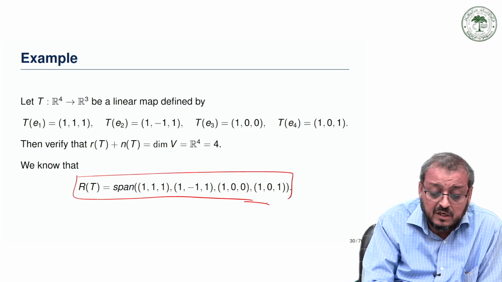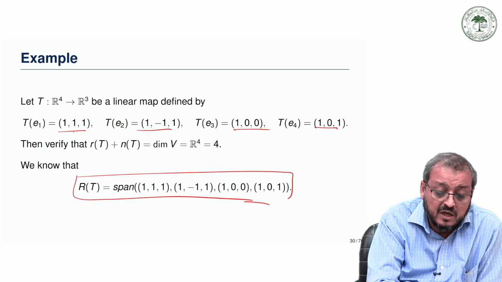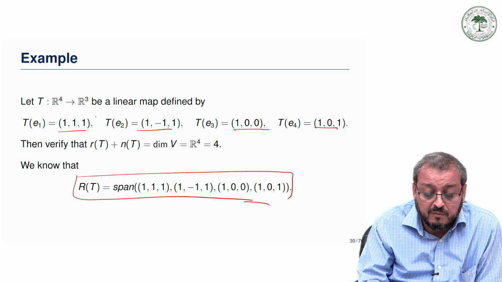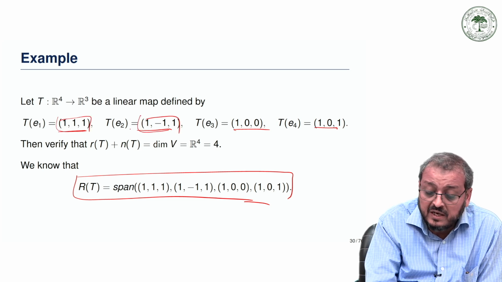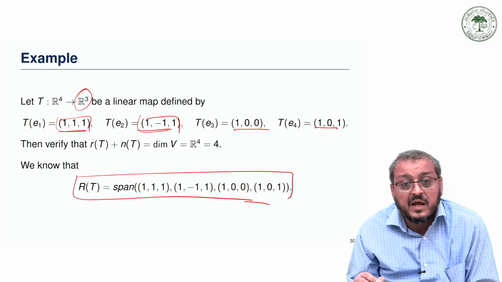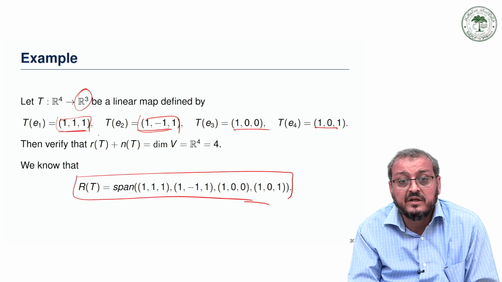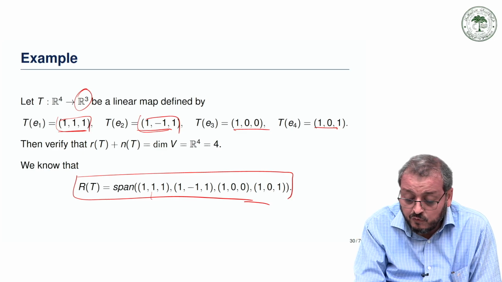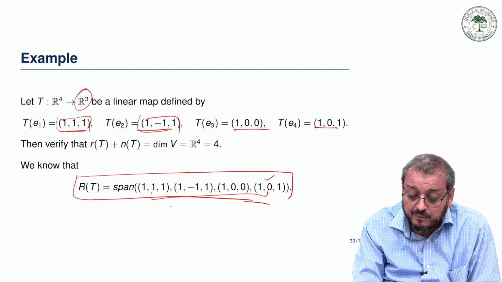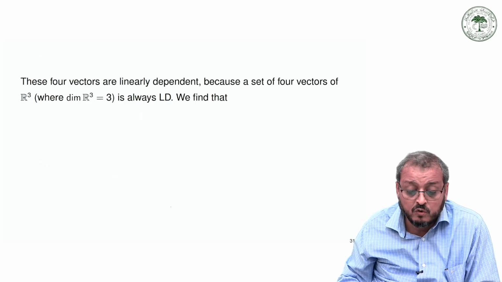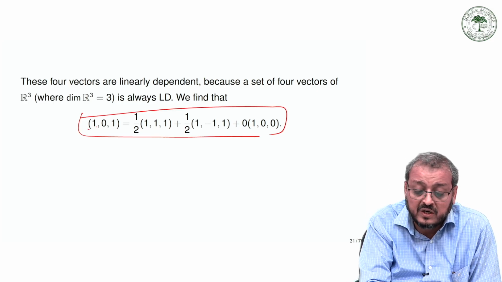Now first we take the range of T. The elements of the range of T are in this form. These are the 4 vectors, and the dimension of R3 is equal to 3. So any n plus 1 vectors are linearly dependent. Clearly these 4 vectors are linearly dependent, so one of them can be written as a linear combination of the others. Thus these vectors can be excluded.